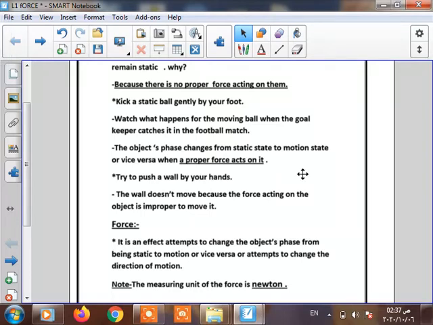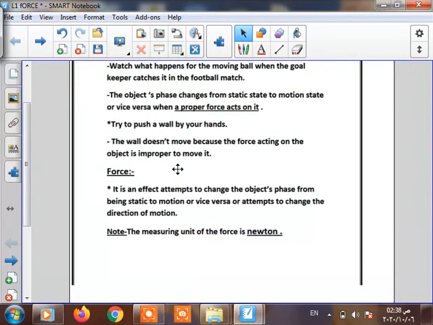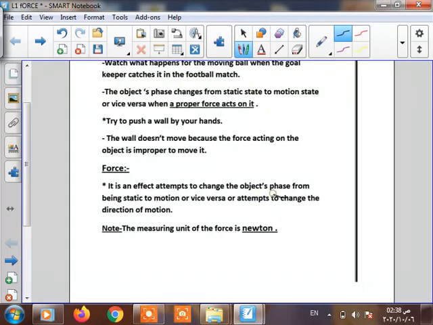If I try to push the wall, it won't move because the force or the effect that acted on the wall is not proper. So, the force is an effect that attempts to change the object's state from being static to motion, and vice versa, or attempts to change the direction of motion.